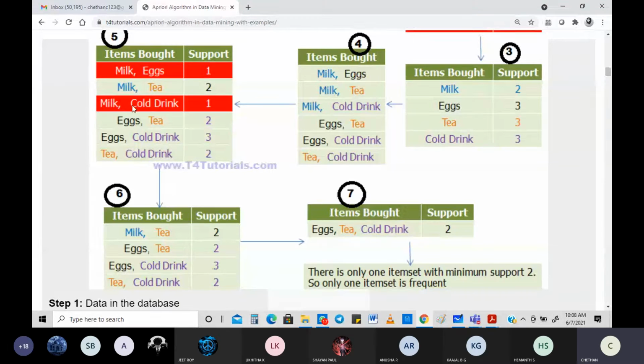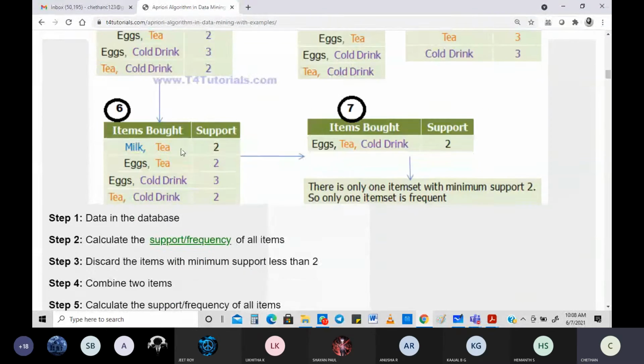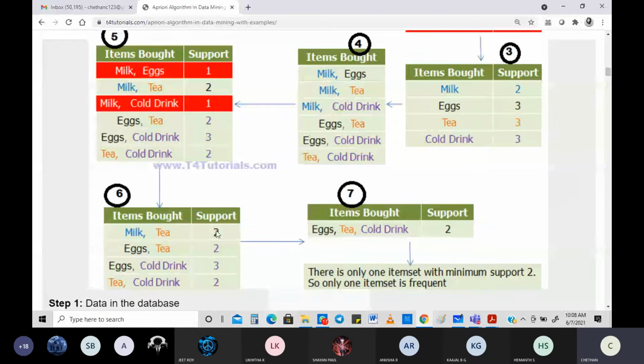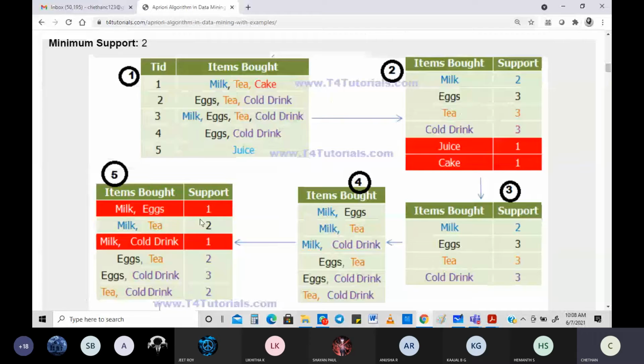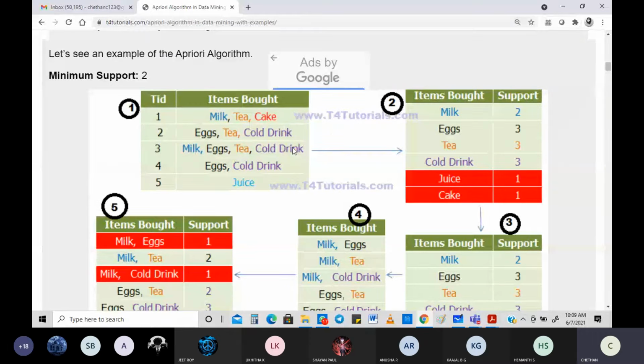Then what is the next thing? Next, obviously, I'm going to take 3 things at a time. See, the maximum number of items in a transaction that you have here is 4, only in one place, which is transaction number 3. All others have 3 items or less than 3. So obviously up to 3 only we need to take.